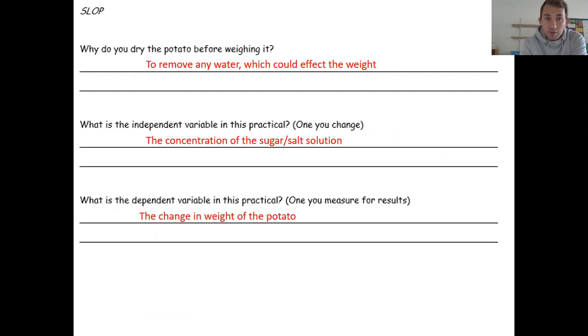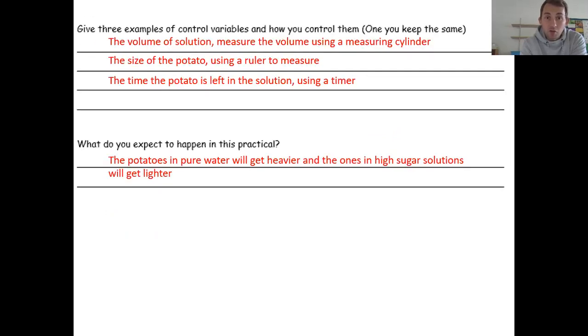Again, check your answers. It's all about the variables here, the method and the practical side of it. The next questions are all about control variables and what we expect. Now, you might not have got this, but this is what we expect to happen: the potatoes in the pure water will get heavier and the potatoes in high sugar solutions will get lighter. We'll explain that during this lesson.